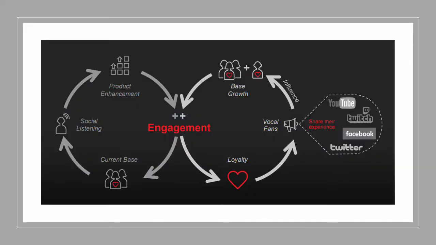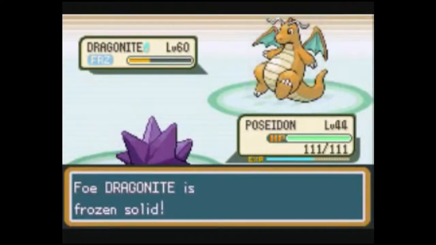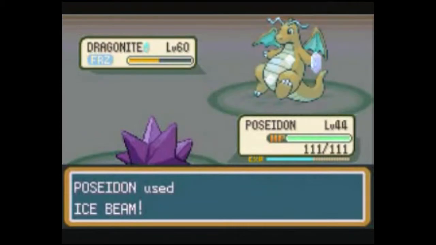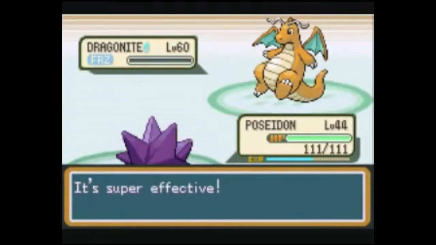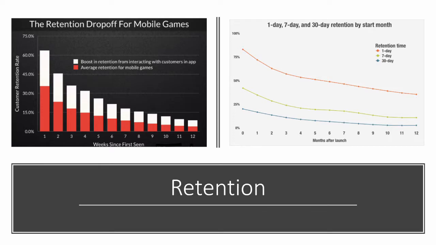The cycle is represented here. In relation to engagement is the metric of retention, which measures the ability to retain a person playing the game for an X number of days after the release date. It is also an indication of games that are successful because the longer you can keep the consumer interested, the more likely they will be to share their experience and influence others. The graphic on the right shows the natural regression in retention rates, and the graphic on the left shows how engaging with consumers can boost retention rates by more than 50%.